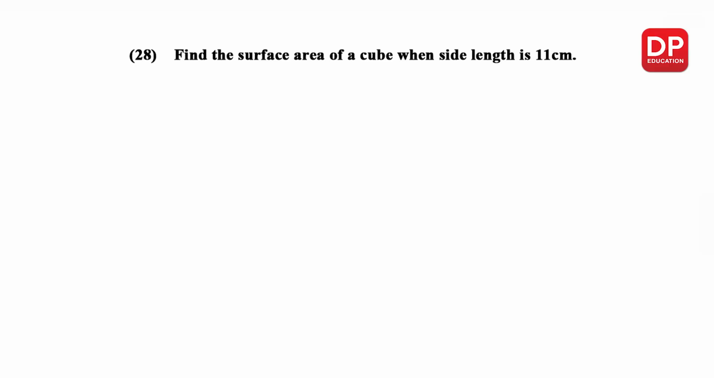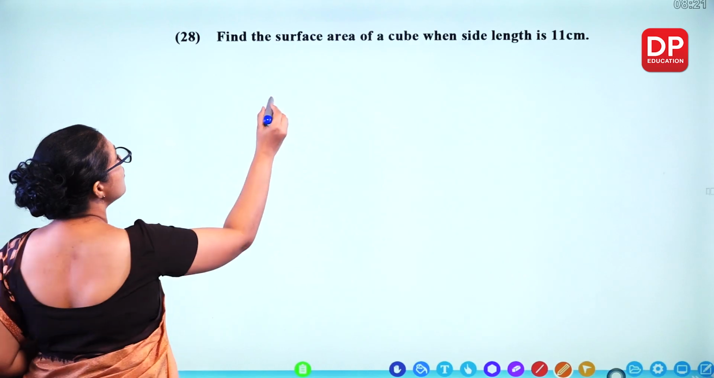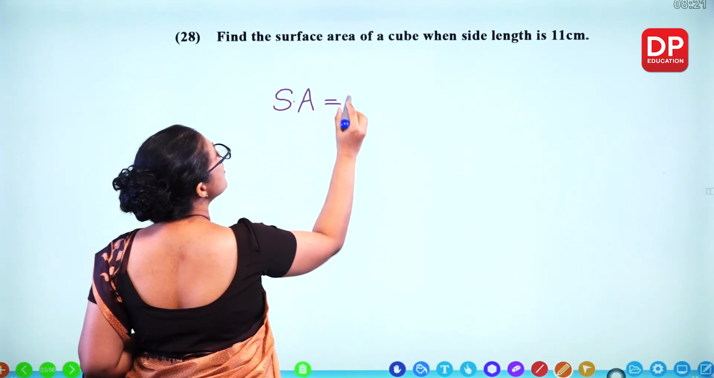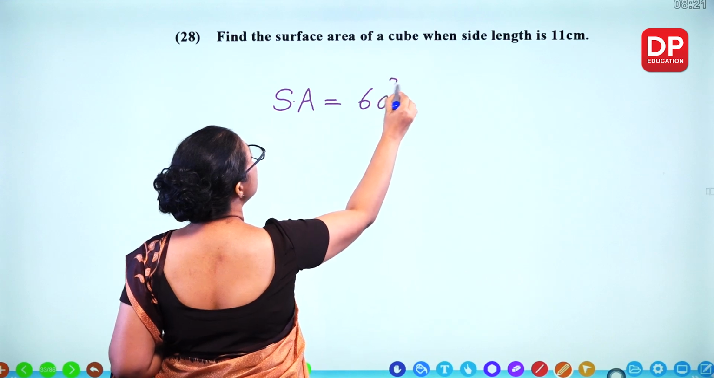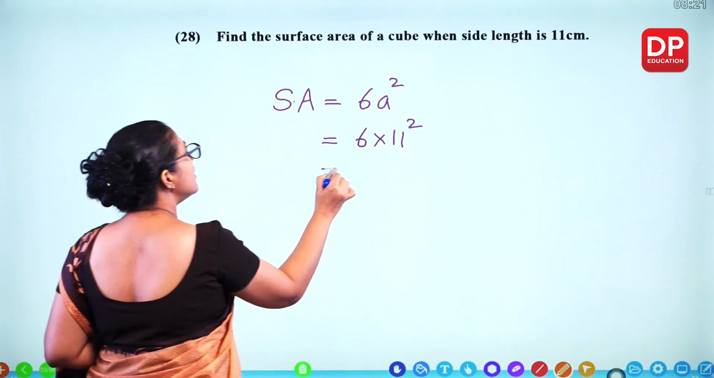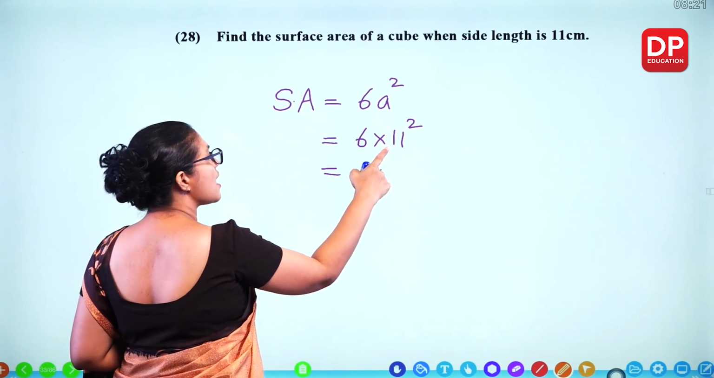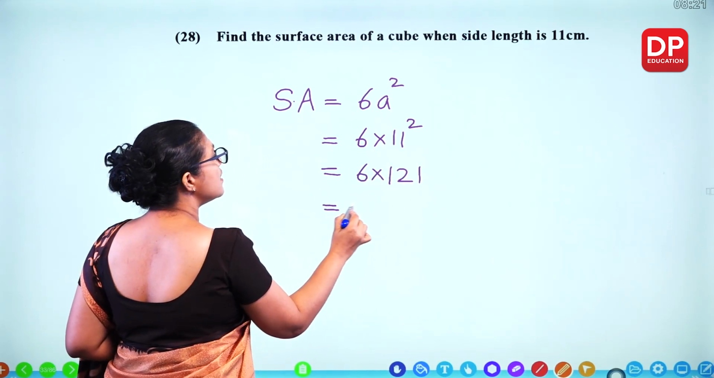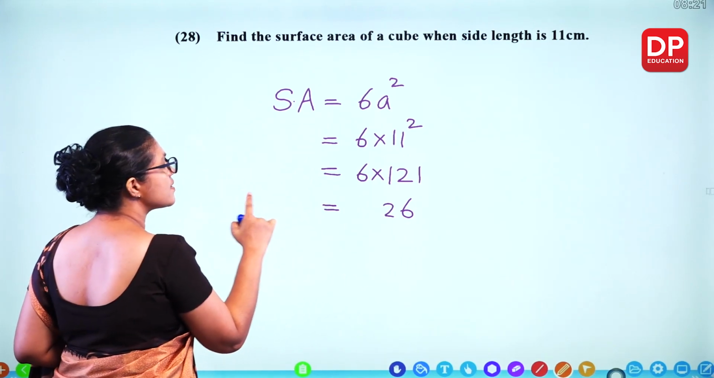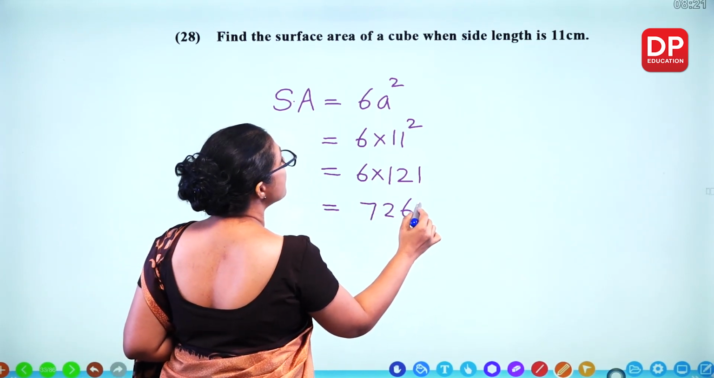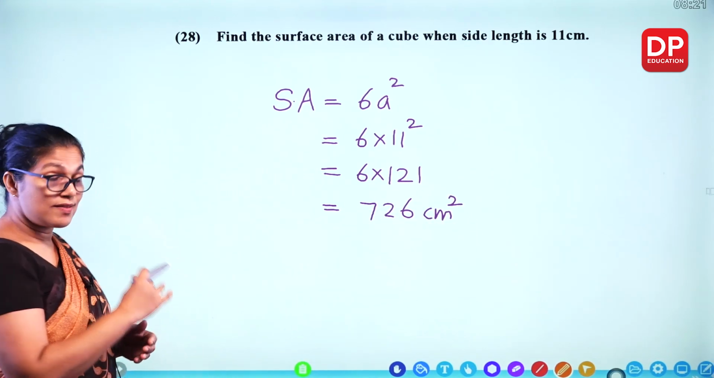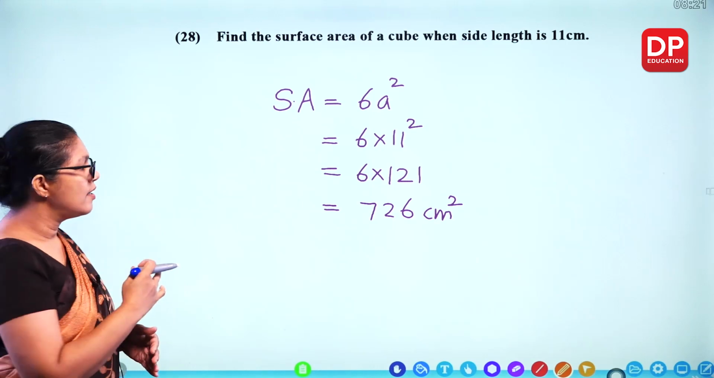Find the surface area of a cube when the side length is 11. You can straight away write down surface area equals 6 times A squared. A is the side length. Here the side length is 11. 6 times 11 times 11, 121. 6 times 1, 6. 6 times 2, 12. And 6 times 1, 6, plus 1, 7. 726 square centimeters. So this is also about area. Units are the same.